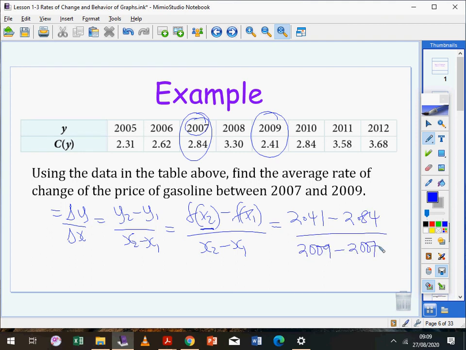So when I work that out, I hope you can confirm that I'll get a negative answer. Now that negative answer means that the price of gasoline, the price of gas, is going down. Because the rate of change is negative, it means that the output value is going down, or the function is decreasing over that domain. So that means the price of gas is going down.